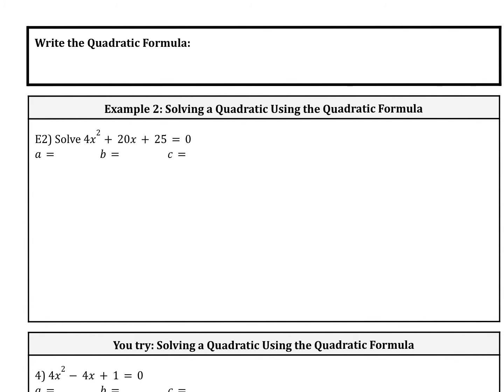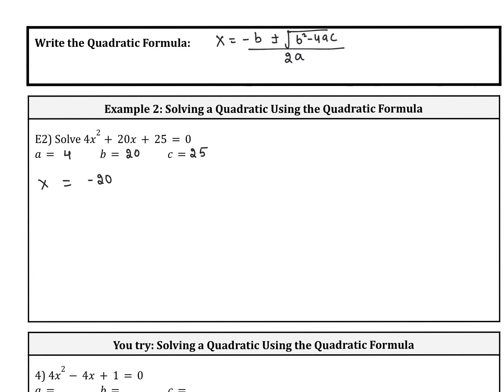Example number 2 from chapter 9.4. Every time you do these problems, always make sure you write the formula first and then start plugging into the formula. So here in this case, A is 4, B is 20, and C is 25.